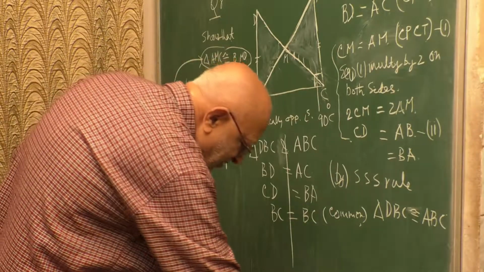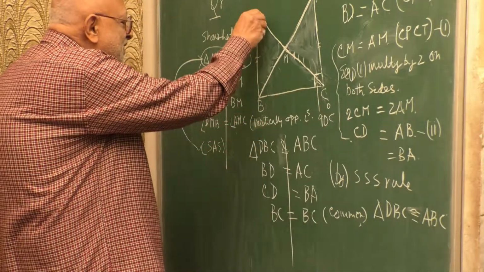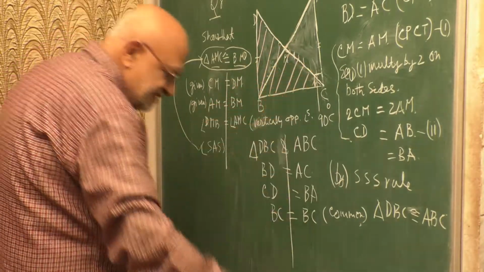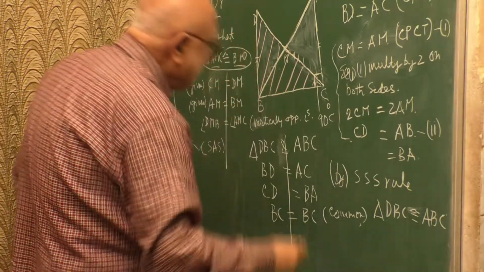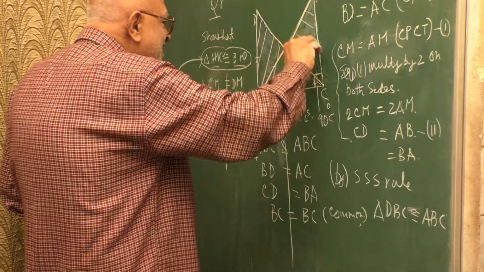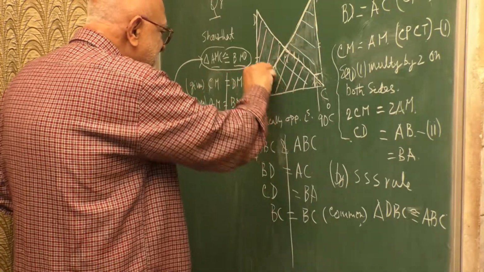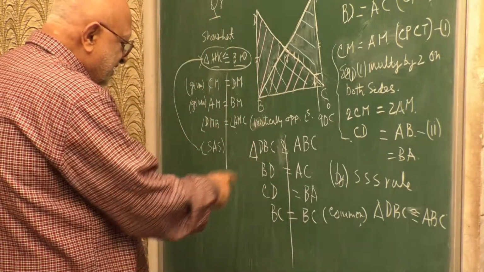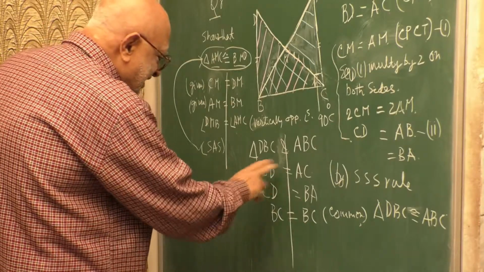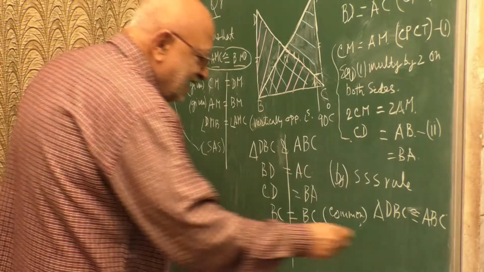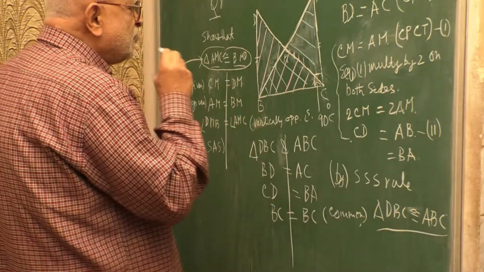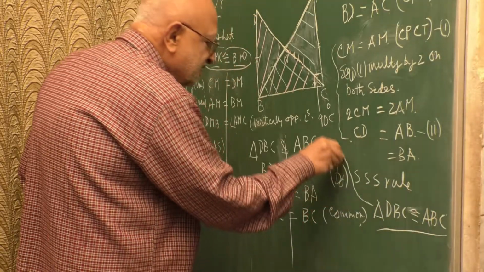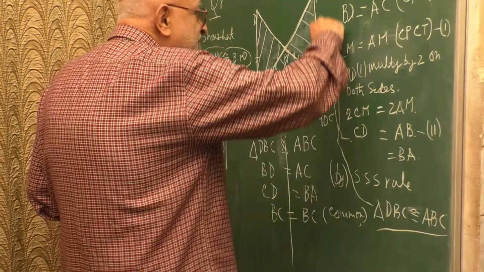Let me hatch it now, and that will give you maybe a better perception. This triangle, they are congruent. What does that give me? As they are congruent, from here I will go all the way up to here to write.